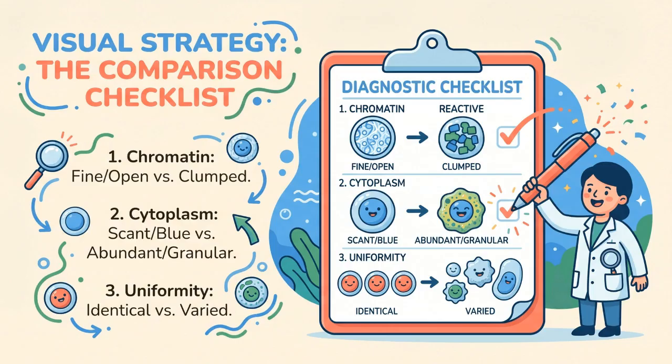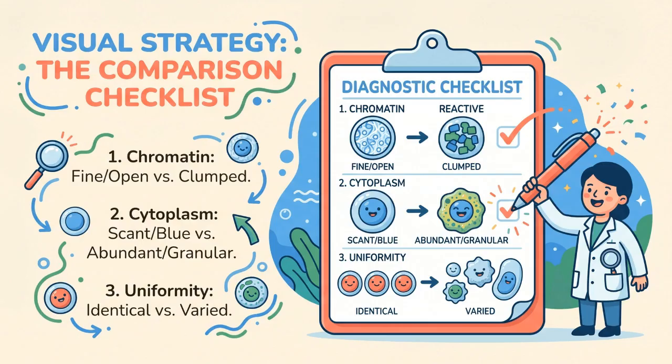First, meticulously assess the chromatin pattern. Is it fine and open, suggesting immaturity, or is it clumped and condensed, indicative of a more mature cell? Next, evaluate the cytoplasm. Is it scant and basophilic, typical of blast, or is it more abundant, perhaps with specific granules or irregular shapes, as seen in reactive lymphocytes?